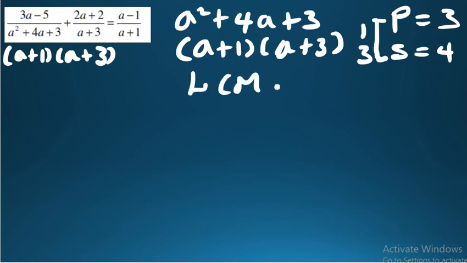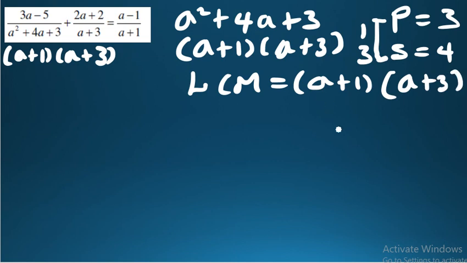The LCM of the denominators would be: a plus 1 is found in the first denominator, in the second not, in the third it's found, so it will be taken, a plus 1 with the same degree. If there is a plus 1 with the highest degree, like a plus 1 squared or a plus 1 cubed, that's going to be taken because of the LCM rule. And again, a plus 3 is found in the first denominator, in the second also, but not in the third, it will be taken. There is no other common one, and no uncommon one. Everything is taken.